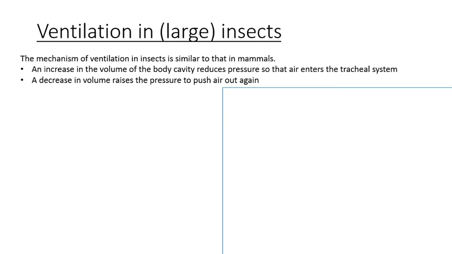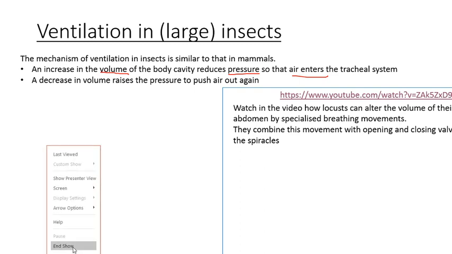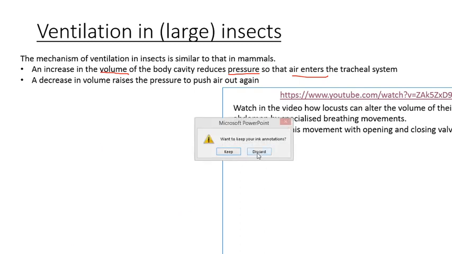any idea of ventilation has to be because you change the volume of a part of the body, which changes the pressure. And then air will always move down a pressure gradient. There were 3 ways that the textbook details how larger insects can try and do this. The first one was something that locusts can do. So I'm just going to, because it's such a quick video, I'm just going to play it.